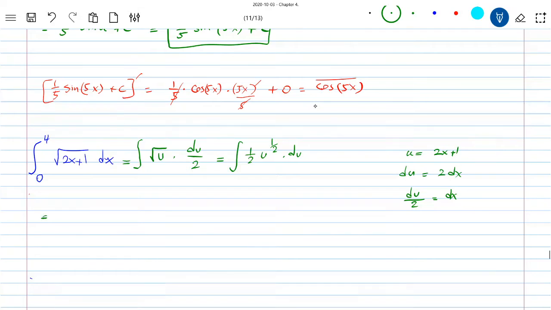And what is that integral? That integral is 1/2 u to the power 3/2 divided by 3 over 2, plus some constant, but it's not necessary since we have boundaries showing up. So simplify this 2 and that, and you'll get 1/3 u to the power 3/2, which is the same as square root of u cubed.